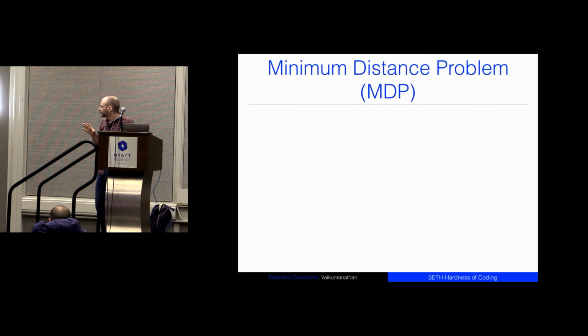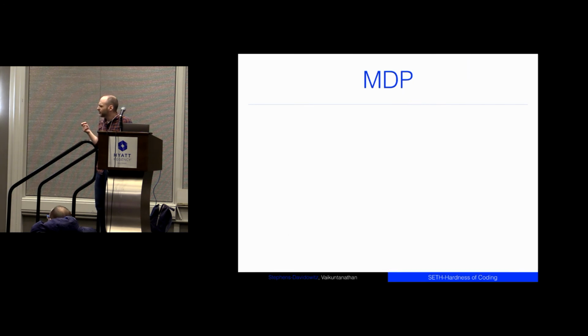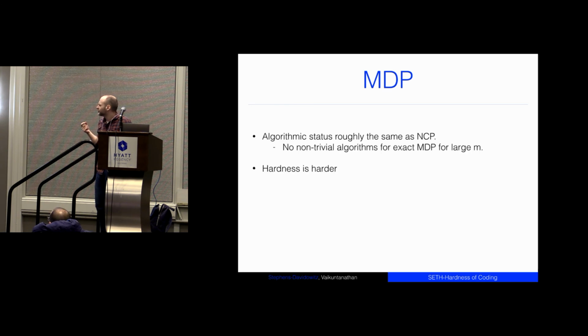Finally, I'll just say what the minimum distance problem is, and the fact that we also prove the same result for the minimum distance problem. So the minimum distance problem is the homogeneous version of the nearest Codeword problem, in the sense that I want to know now the minimal Hamming norm of a non-zero element in the code. And it's known to be no harder than NCP, and it seems to be kind of morally much easier. The algorithmic status is roughly the same.